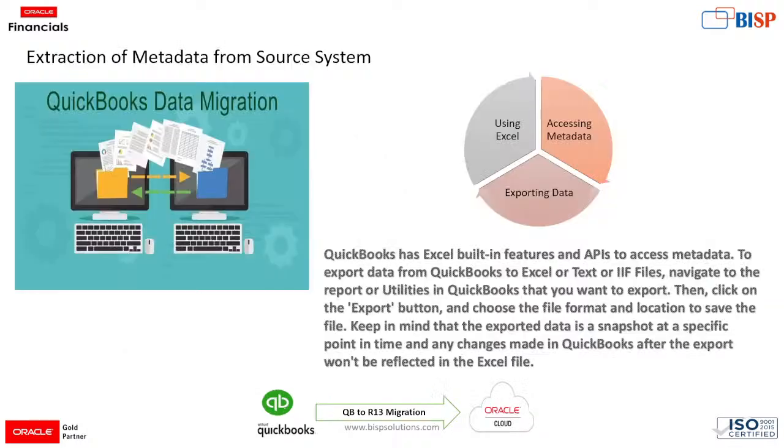Moving to the next, that is extraction of metadata from the source. So ABC company has been using QuickBooks for accounting and reporting purposes for the past 10 years. To extract the metadata from QuickBooks, you can follow these general steps.